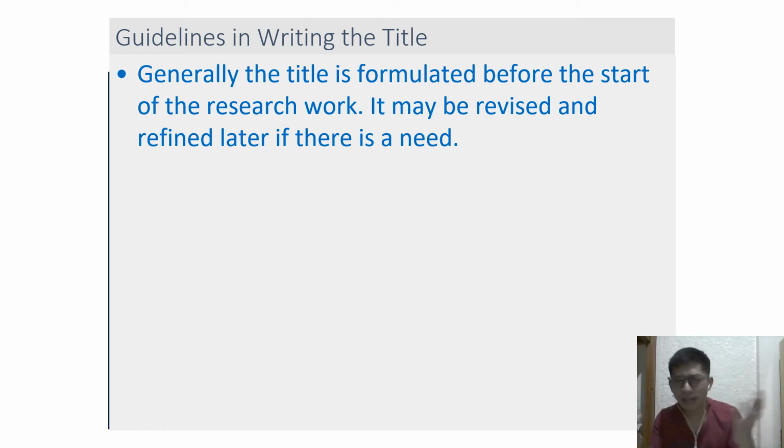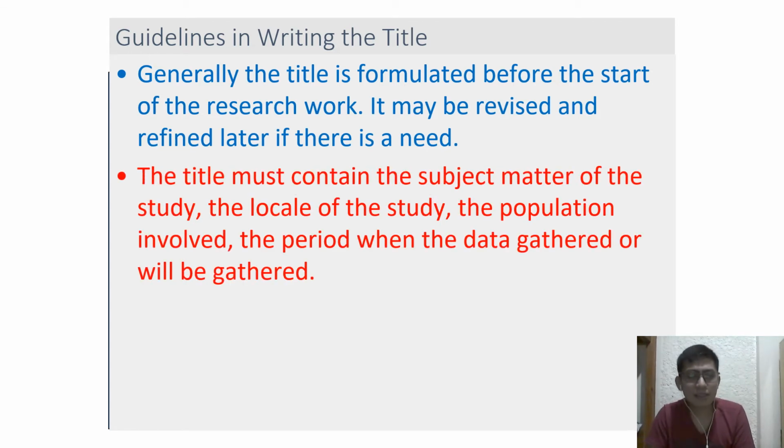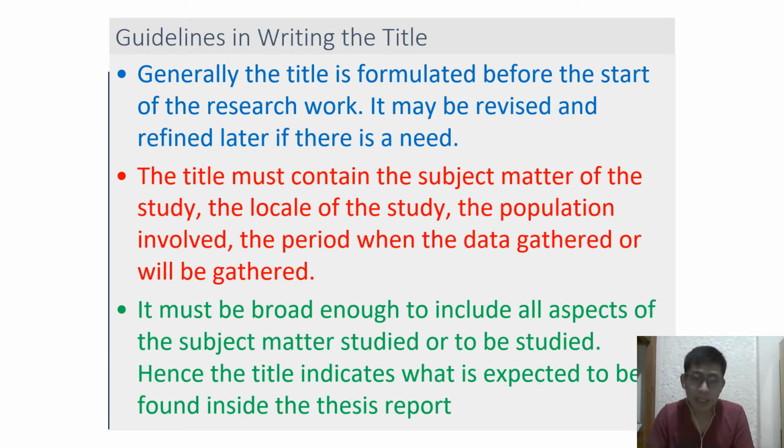So, how to write a research title? Generally, the title is formulated before the start of the research work. It may be revised and refined later if there is a need. The title must contain the subject matter of the study, the locale of the study, the population involved, and the period when the data were or will be gathered. It must be broad enough to include all aspects of the subject matter studied or to be studied. Hence, the title indicates what's expected to be found inside the thesis report.